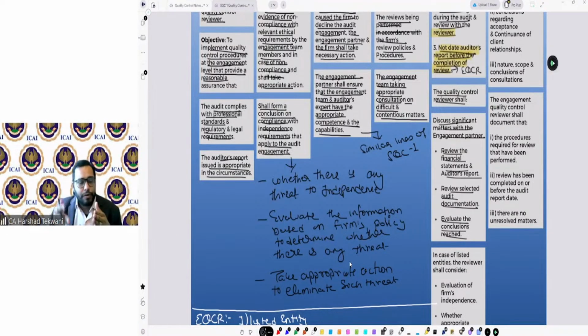So the engagement partner and the engagement quality control reviewer together have to perform EQCR. The engagement partner's responsibility is to provide the details and discuss the matters. The reviewer's responsibility is to discuss the significant matters, review the financial statements, review the selected audit documentation, and evaluate the conclusions reached.